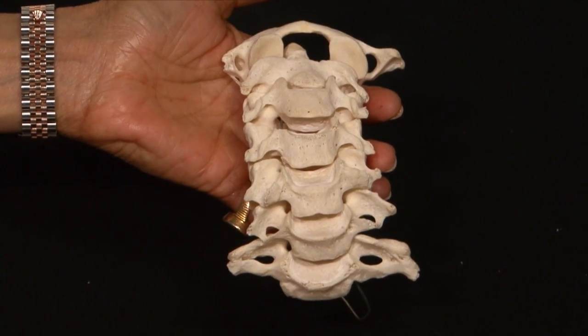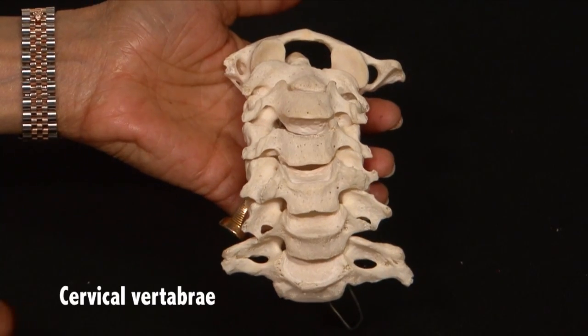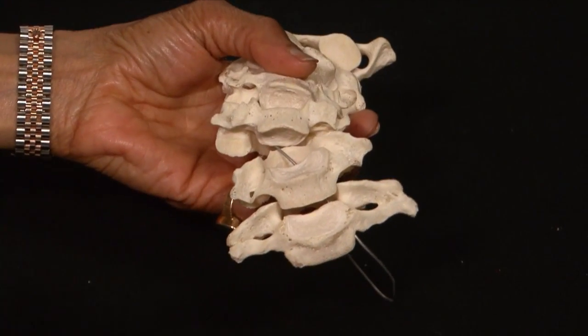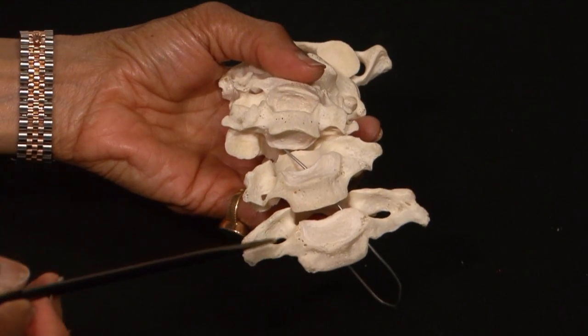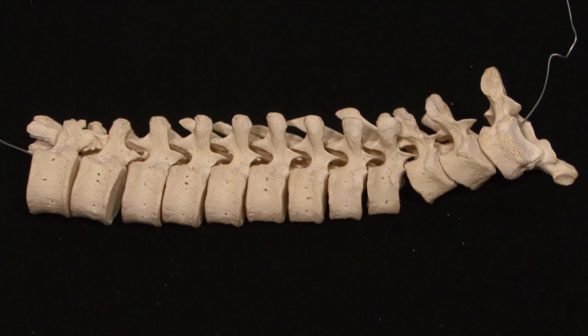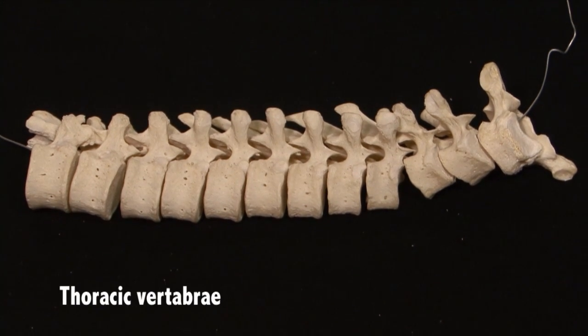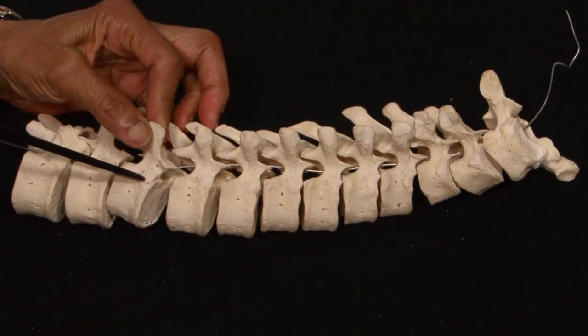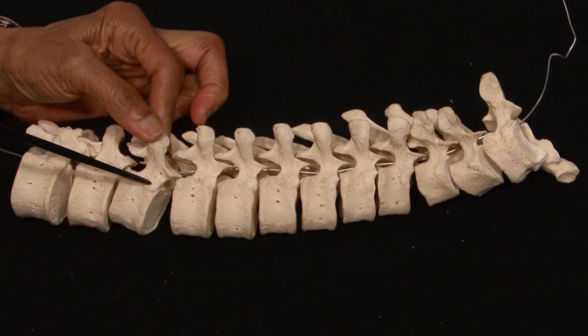There are 7 cervical vertebrae. Each cervical vertebra has a foramen in the transverse process. What is it for? There are 12 thoracic vertebrae and 12 pairs of ribs. Each vertebral body gives attachment to at least one rib. Here you can see an articular facet for the head of a rib.